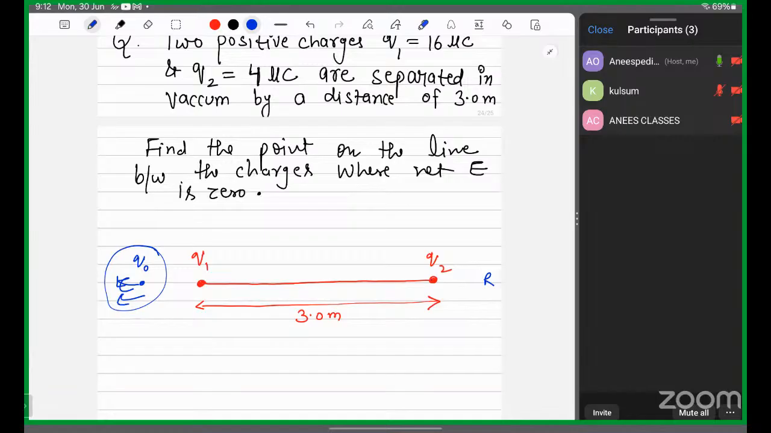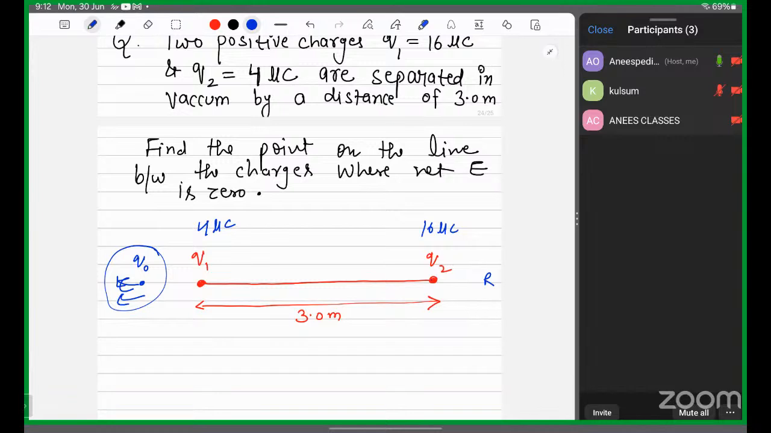Now, if you look at the magnitudes, one is 4 microcoulomb and the other is 16 microcoulomb. The magnitudes of the charges are not equal, which means the point of interest is not exactly between these two charges. If they were the same, 2 microcoulomb and 2 microcoulomb, the answer would be exactly in between. But right now the magnitudes are different, so it's not going to be exactly the midpoint.